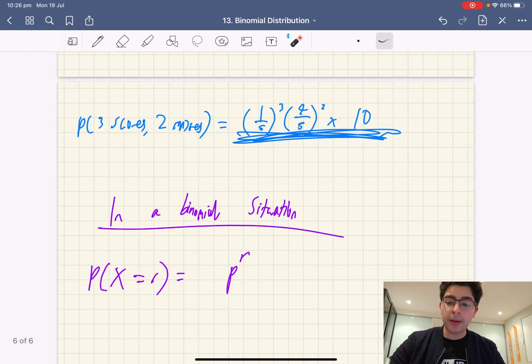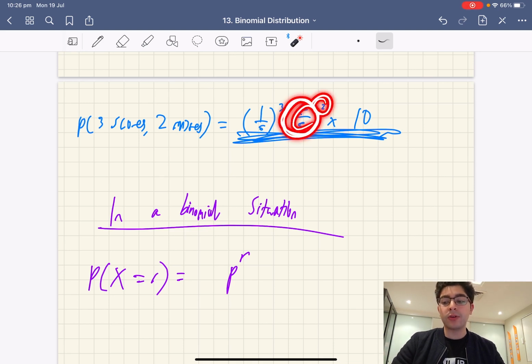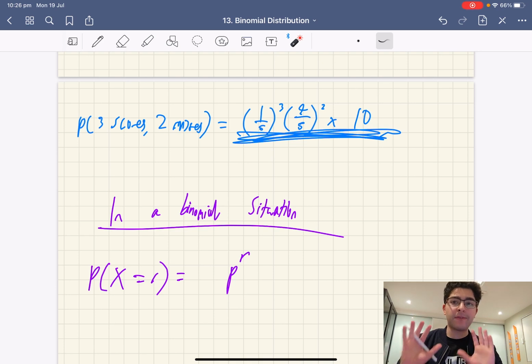Then it's going to be multiplied by the probability of failure to the power of the amount of remaining attempts that need to fail. So if I have 5 attempts and I need to score 3, and I only want to see the probability of scoring 3, that means I have to miss 2. Otherwise, it won't be 3 scores. If I miss 3, then I've only scored 2. If I've missed 1, I've scored 4.